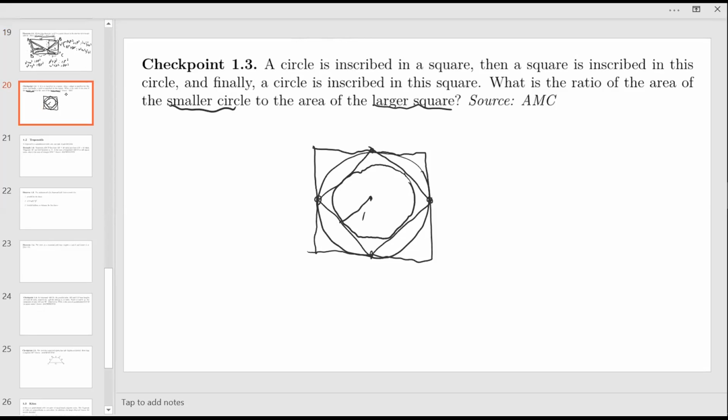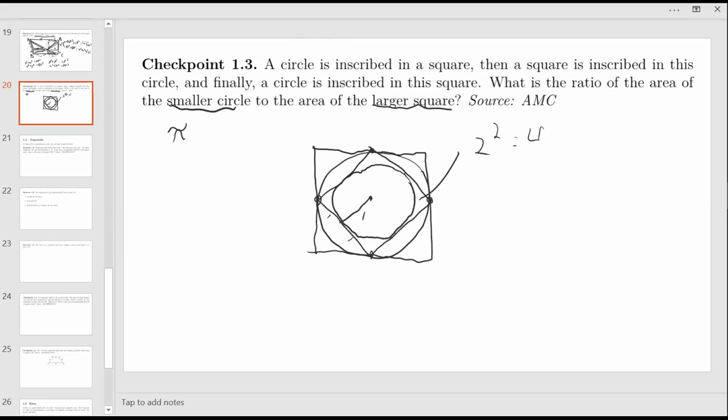So by this, we have that the area of the smaller circle is just pi. Now let's look at the area of the smaller square. You know that this is 1 and this is 1. So the smaller square has side length 2, so its area is 2 squared, which is equal to 4. Now, let's find the area of the larger square.